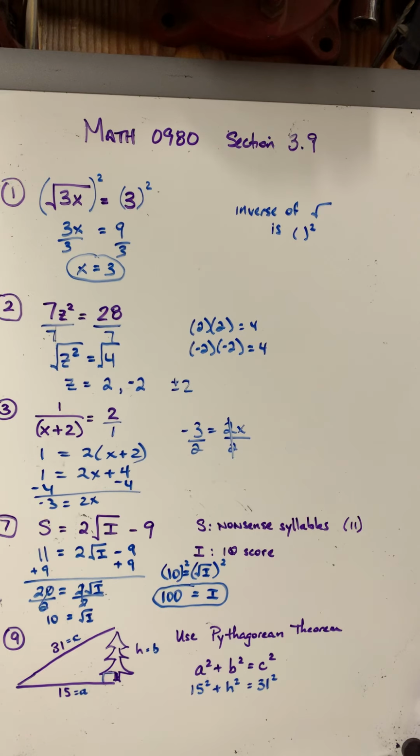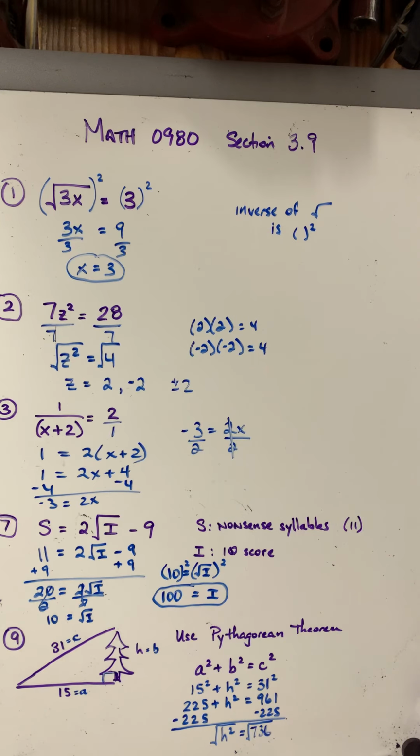What is 15 squared? It is 225, plus h squared equals, and 31 squared is 961. Then I would subtract 225, and I get h squared equals 736. And what's the last thing to do? Take the square root of both sides, right?